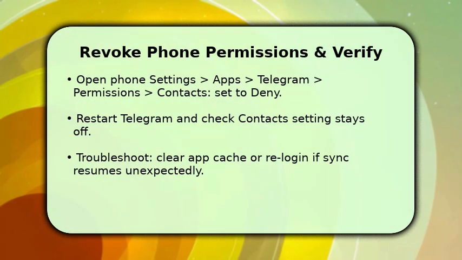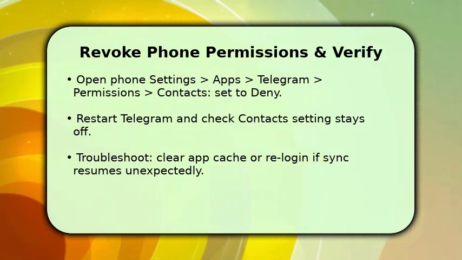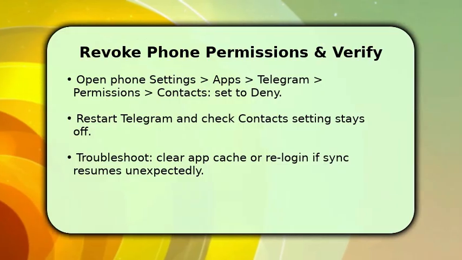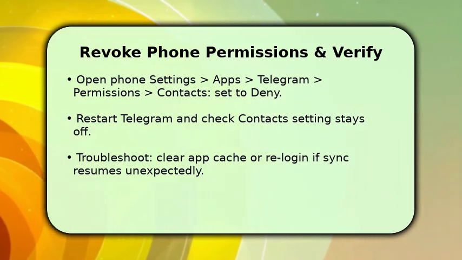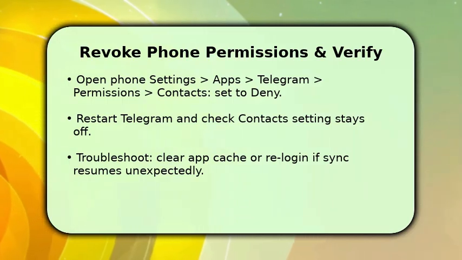Finally, reinforce the change by revoking Telegram's contact permission in your device settings. Apps, Telegram, Permissions, Deny Contacts. Then restart the app and verify Sync Contacts remains off in Telegram settings so no background process re-enables it.